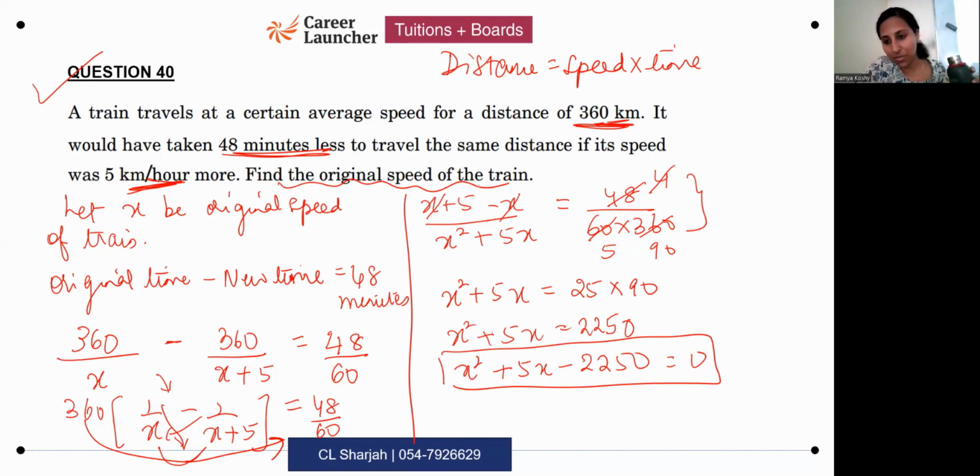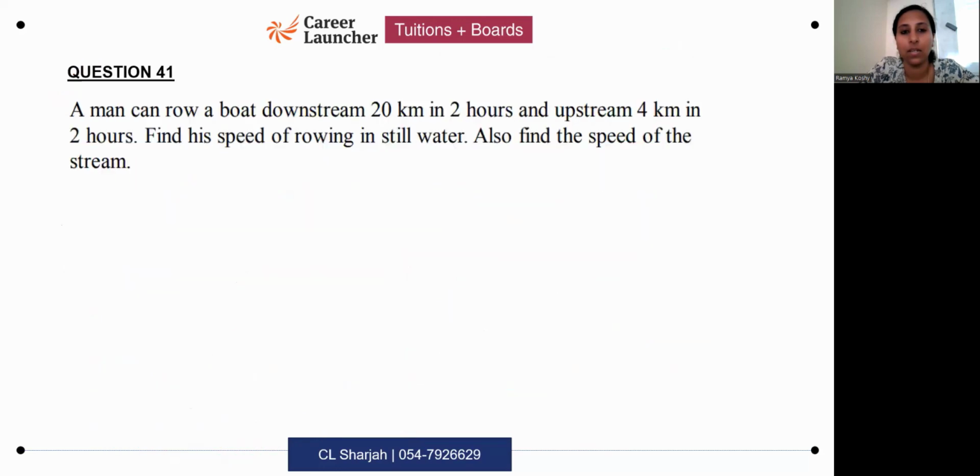Yes, Chris, you're right. It's 45. You would have got 45 and 50 when you're splitting the middle term. Minus 50 and plus 45 if you're using splitting the middle term. Okay. Upstream, downstream logic. If it goes upstream, it should be minus, and if it goes downstream, it should be plus.